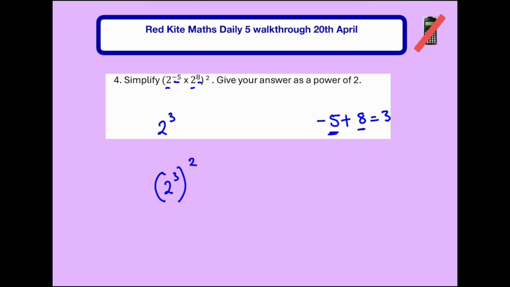Now, when we have a power of a power, we multiply the powers. So we do 3 times 2. So we finish up with 2 to the power of 6, as it wanted our answer as a power of 2.